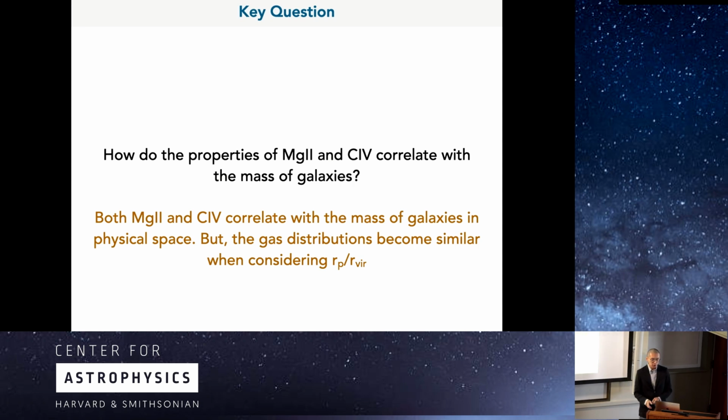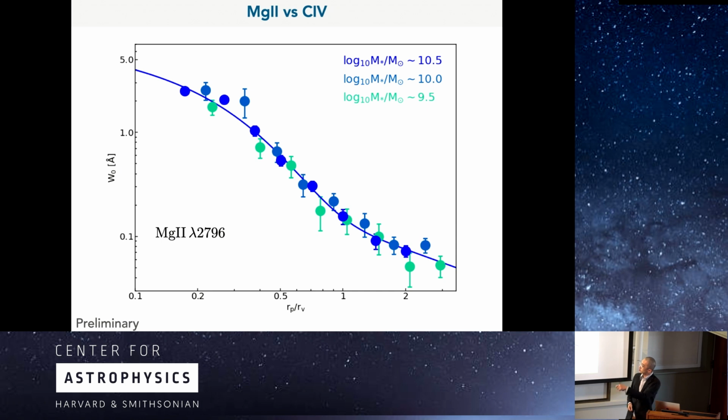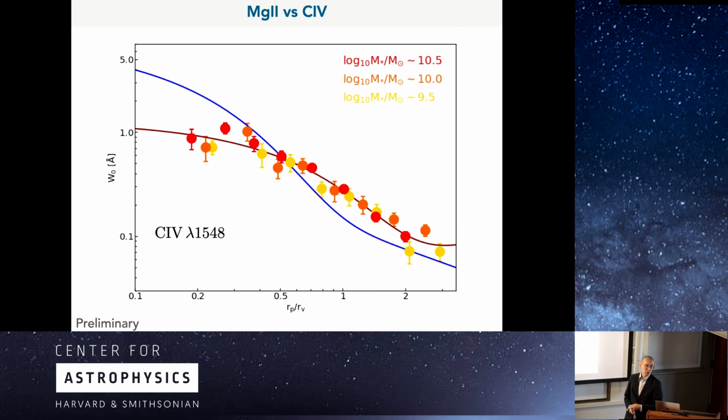Before I end my talk, I just want to emphasize that although the gas traced by magnesium-2 and carbon-4 have similar correlation with the properties of galaxies, they do behave differently around galaxies. So if we look at the average absorption for magnesium-2 in blue, and now I'm showing you again the average absorption for carbon-4 in red. And you can clearly see that the magnesium-2 somehow can be even stronger in the inner region. It decreases rapidly as a function of distance from galaxies, while the carbon-4 is sort of flat in the inner region and it gradually decreases at larger scales.